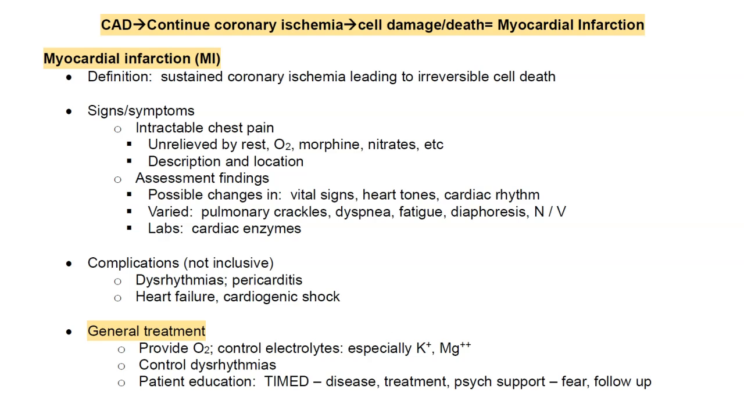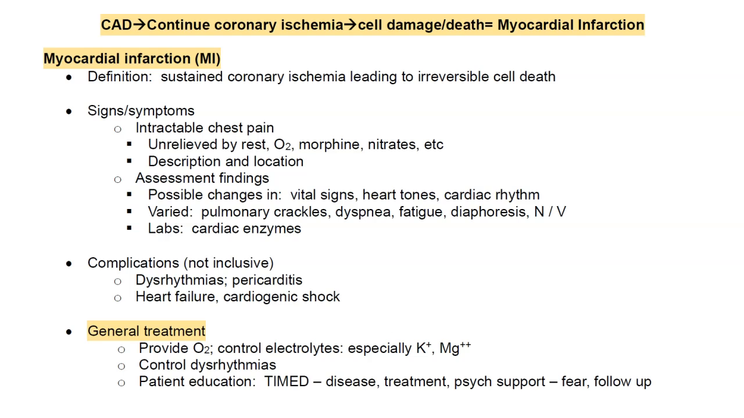If we don't get coronary artery disease under control, there can be some consequences. So let's say CAD is not under control. It can lead to coronary ischemia, and then prolonged ischemia can lead to cell damage or death, which is basically myocardial infarction. So once a cell has infarcted, a tissue has infarcted, it's really irreversible. It's done, right? Anyway, so talking about myocardial infarction.